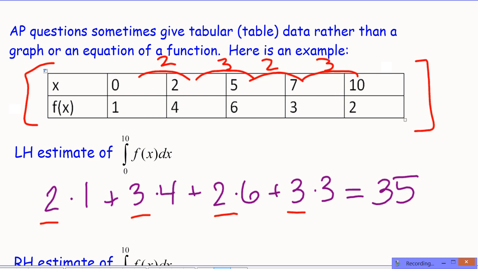Okay, thank you for working that problem by yourself. That's how you get the best practice and the most bang for your buck out of your time here. In the table, you see that I've written in red pen 2, 3, 2, 3, and that's to indicate the different widths. So the distance between 0 and 2 is 2 units. The distance between the 2 and the 5 is 3 units. Between 5 and 7 is 2 units, and so on. So those are going to be the widths of our rectangles.